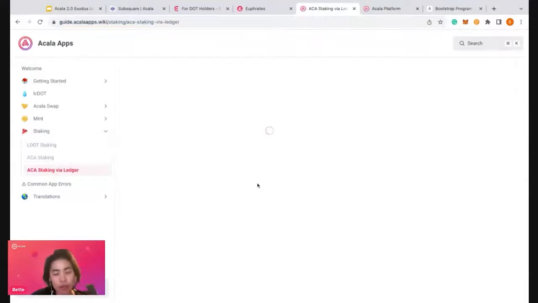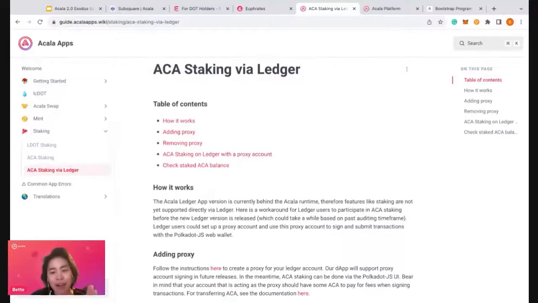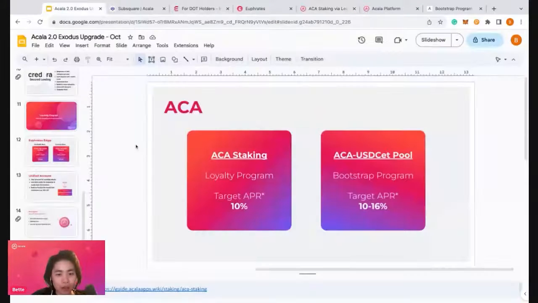Unfortunately, Ledgers haven't caught up with our current version. I think with an upgradable chain, you're moving way faster than the applications that are supporting them. So this is our current situation: the Ledger app is still trying to catch up with our current version. Before that happens, there is a workaround for Ledger users to participate in staking. There's also a guide that we can send out after this. So that's ACA staking. And at the same time, there's a bootstrap program that is currently going on.